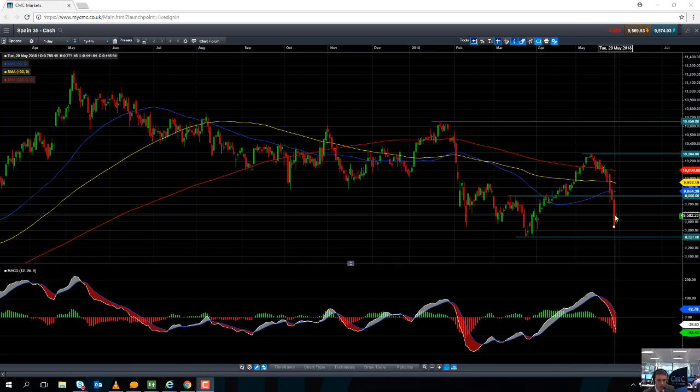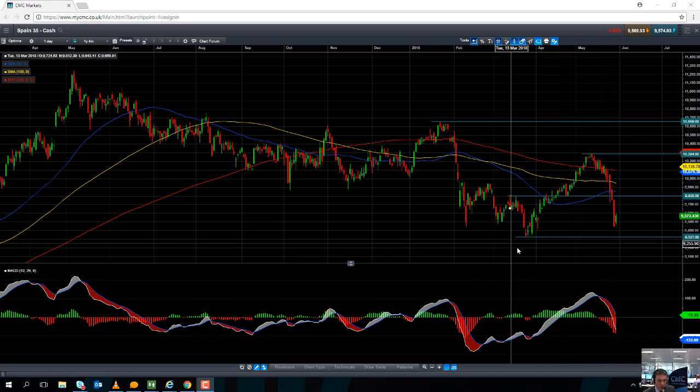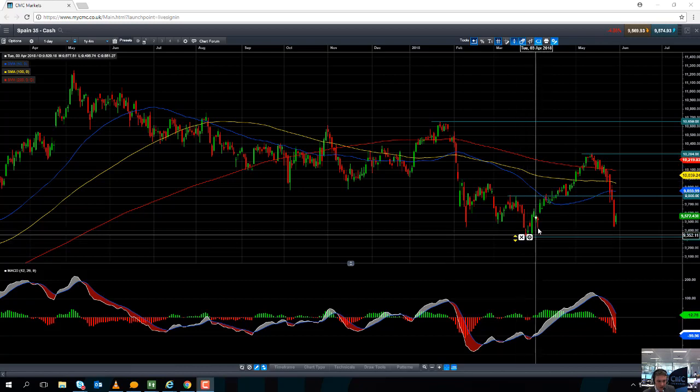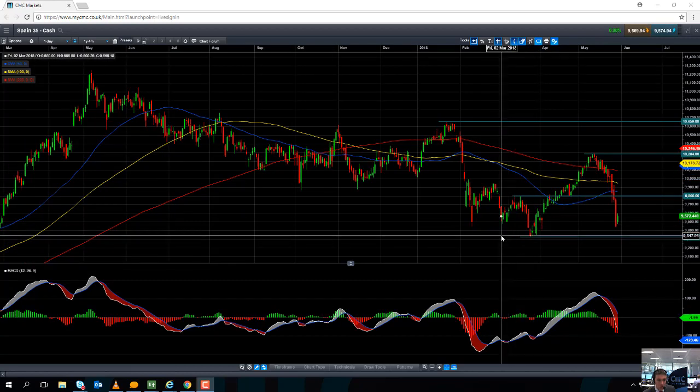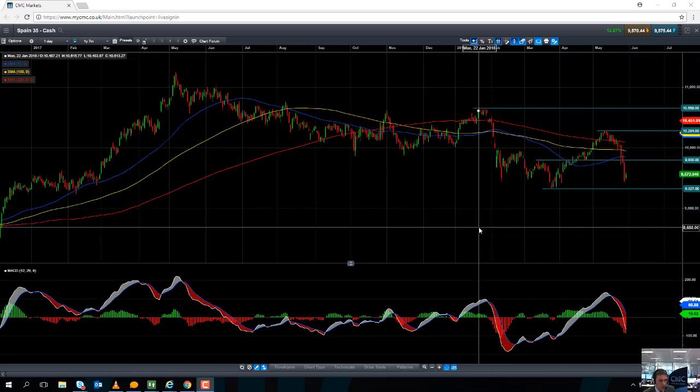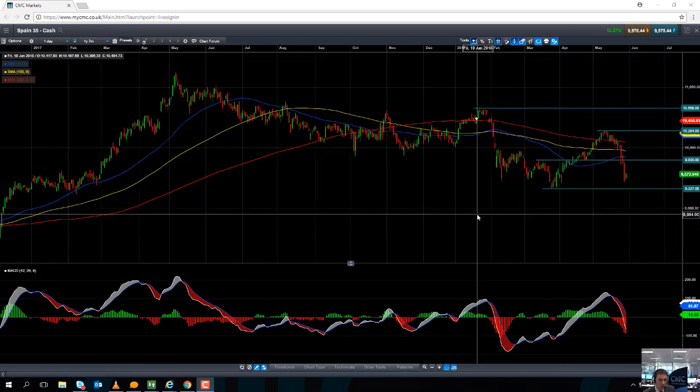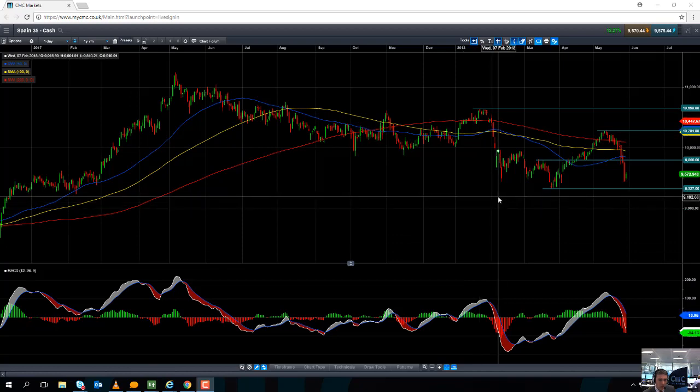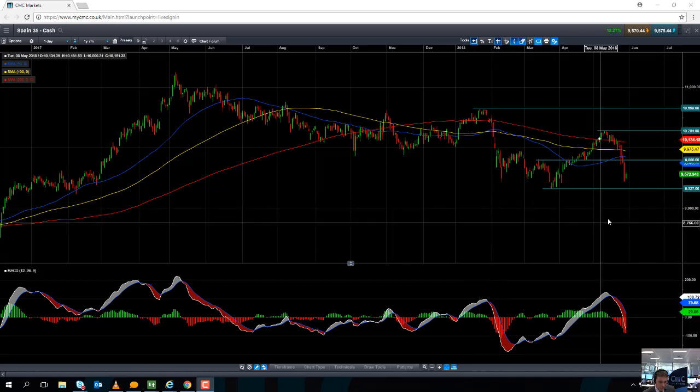If you do manage to push lower from here, we could be looking at targeting 9,327, which is the March lows. And if you go below that, there really isn't much in terms of consolidation areas. So we could be looking at targeting 9,200 or potentially 9,000, the figure itself.